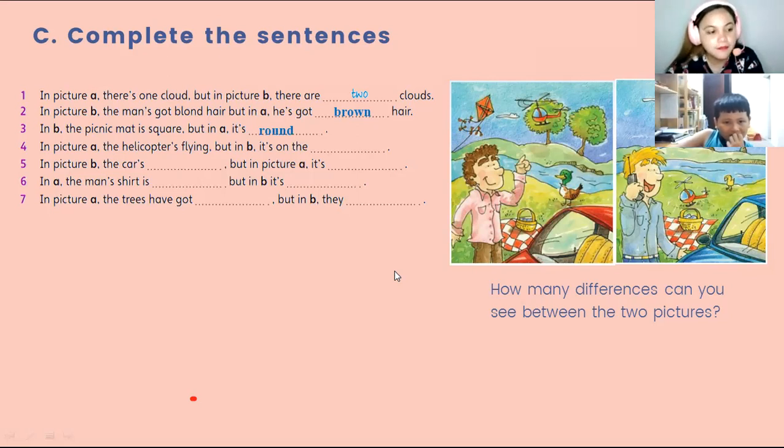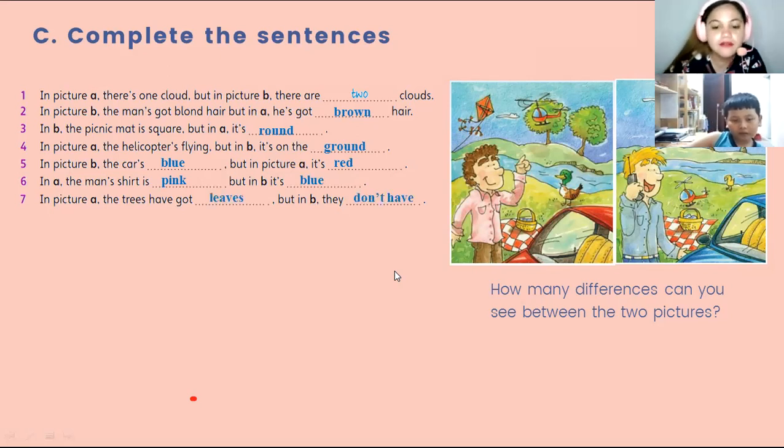Number four. In picture A, the helicopter is flying. In B, it's on the ground. It's on the ground. Five. In picture B, the car. What's the color of the car? It is red. Yes. Next. In A, the man's shirt is pink, but B is blue. Okay, next one. The trees have got leaves, but in B, they don't have leaves. Good job, Doug. In B, they don't have.